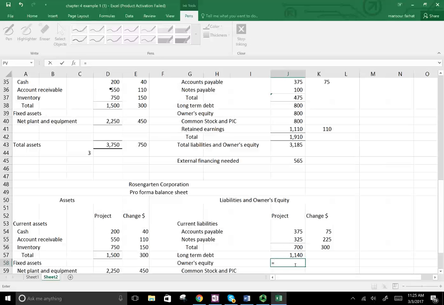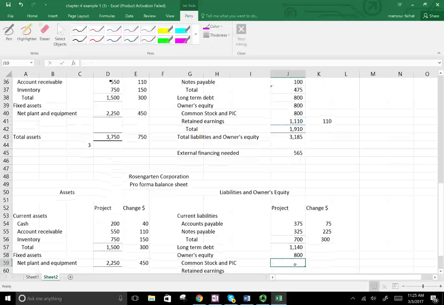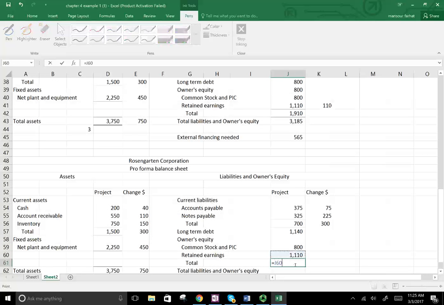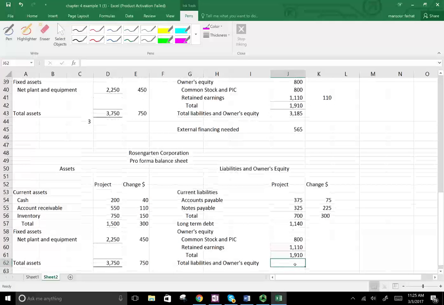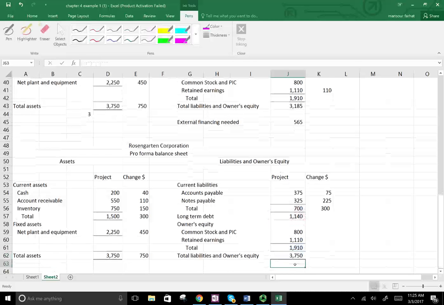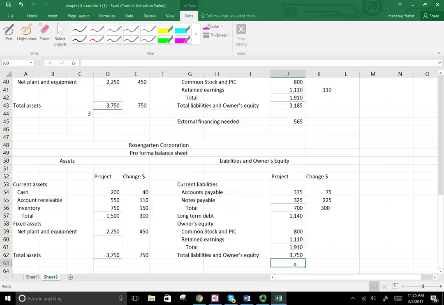Common stock is going to be 800, and retained earnings is 1,110. Total is 1,910. So if we take equity plus long-term debt plus short-term debt, it's equal to 3,750, and voila, we made it balance. So this is what we did in this scenario. We completed a pro forma balance sheet.